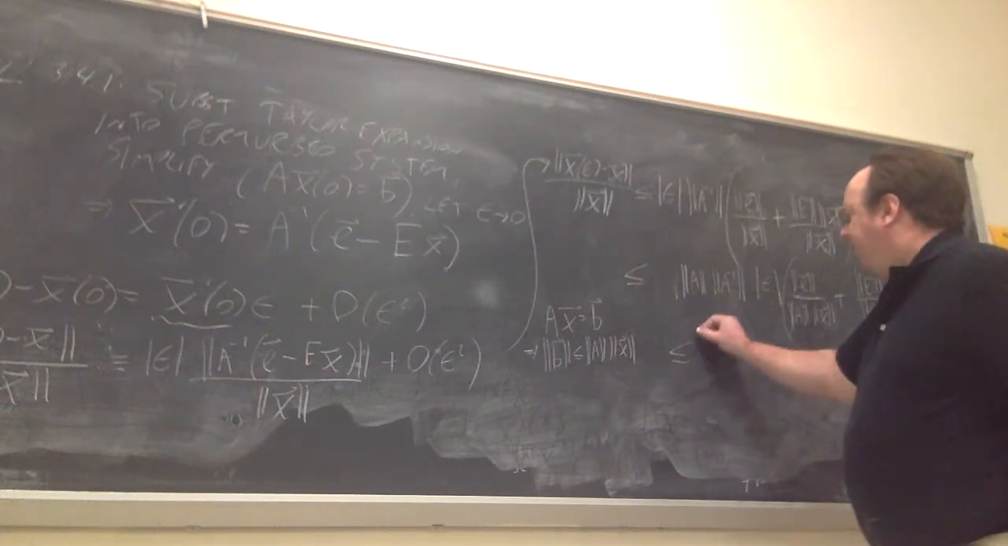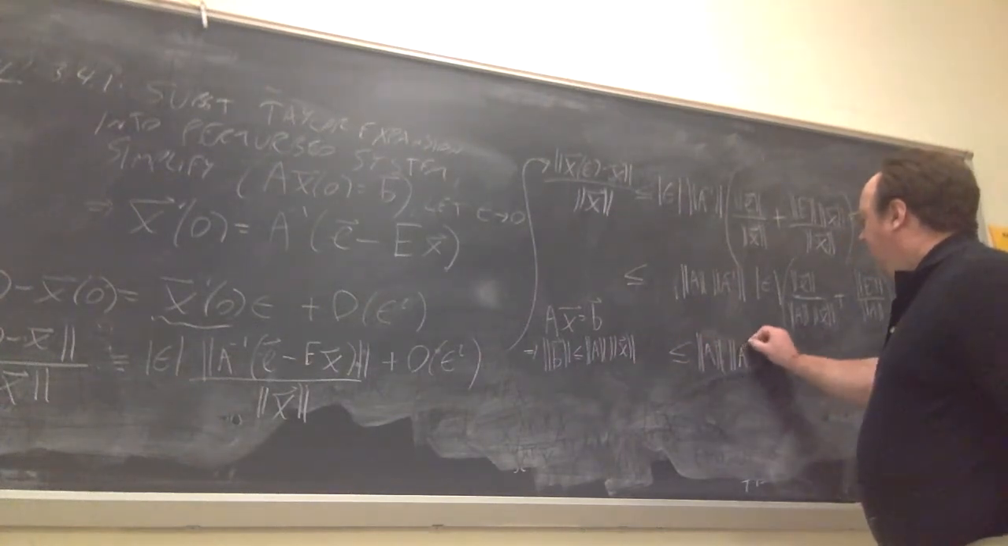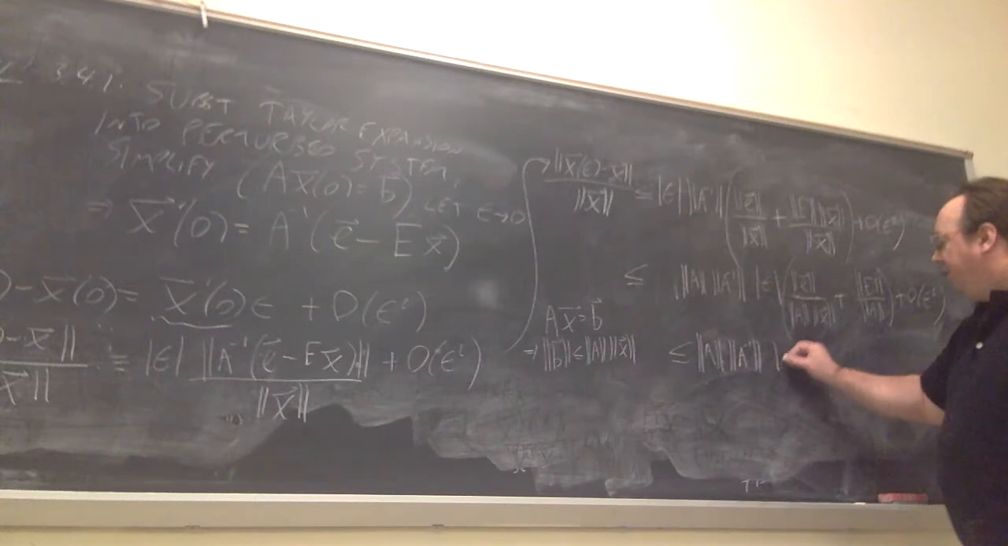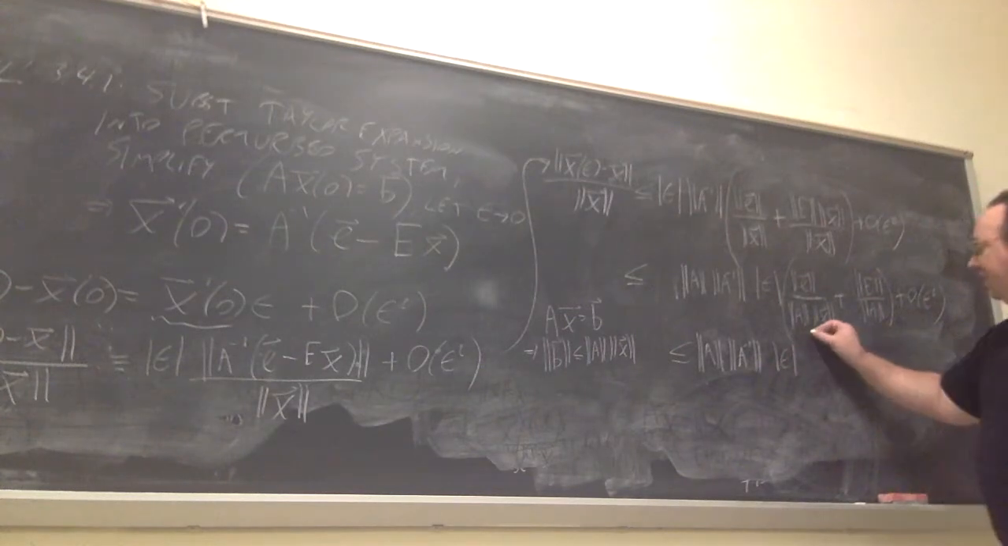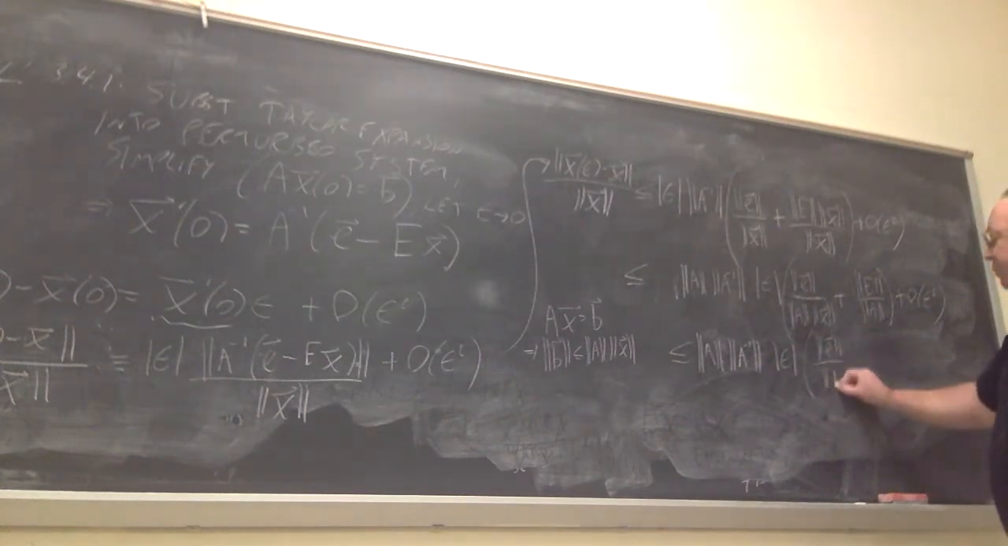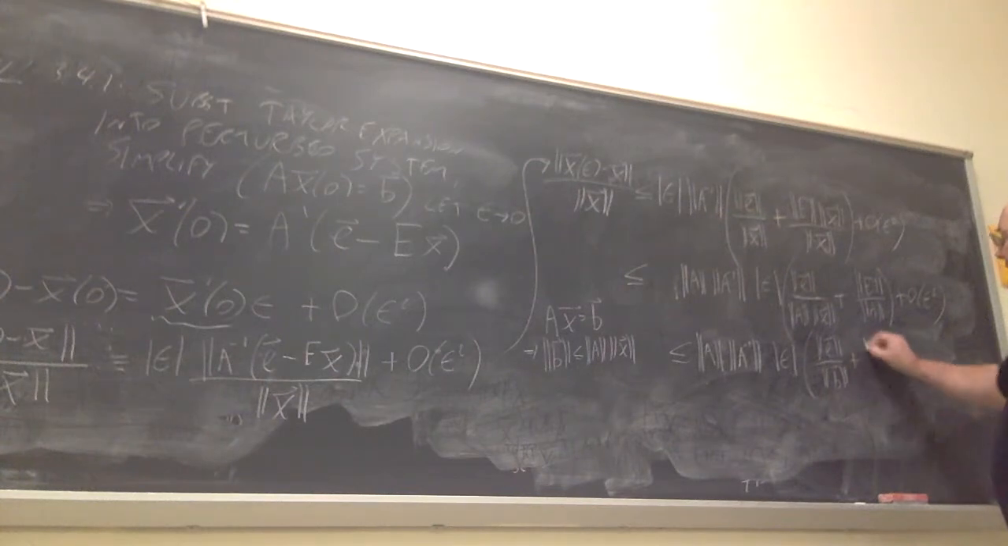So I have epsilon, and then I have norm of little e over norm of B plus norm of big E over norm of A plus other stuff. Now, finally, I have my conclusion.